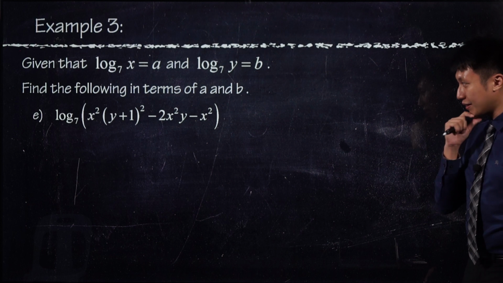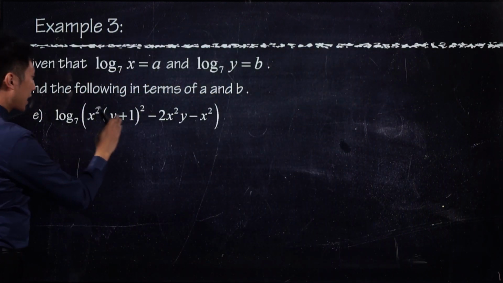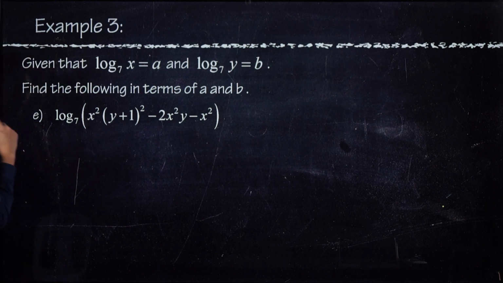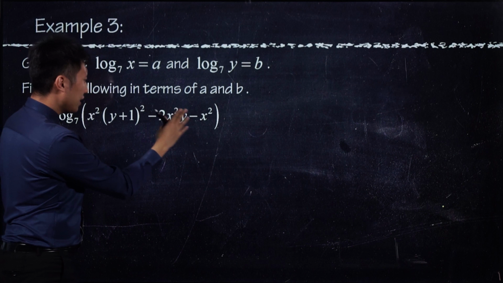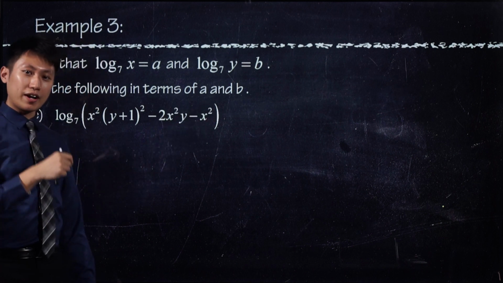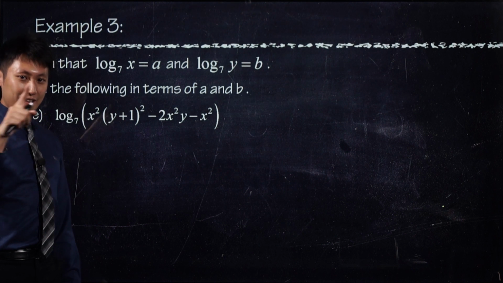Okay, so let's take the chain challenge. Here, log 7, blah, blah, so many. What am I going to do? Log A minus B minus C, so it's equal to log A minus log B minus log C. Correct or not? No.